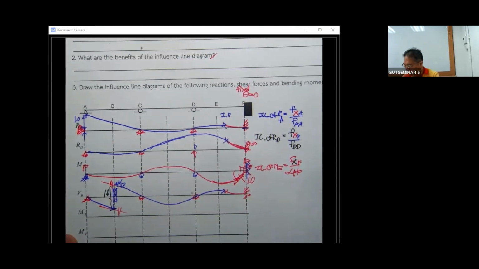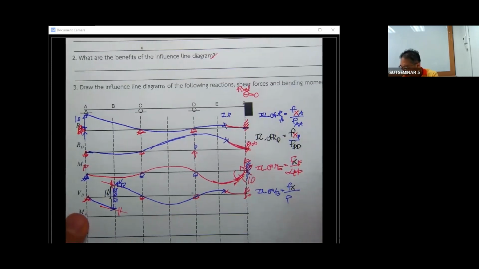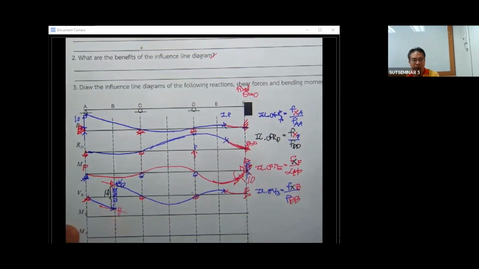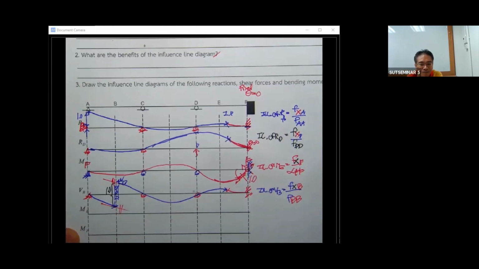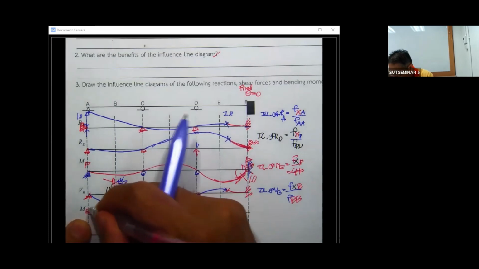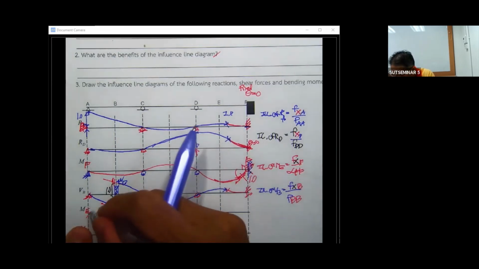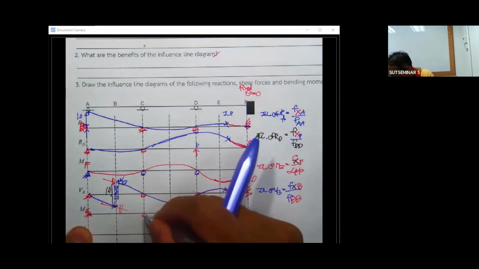You get the influence line of V sub B equal to the deflection at point X due to the force V sub B, and then divided by F sub BB. Okay. And then let me move to the M sub E. For the previous one, M sub E, just put this one. Okay.